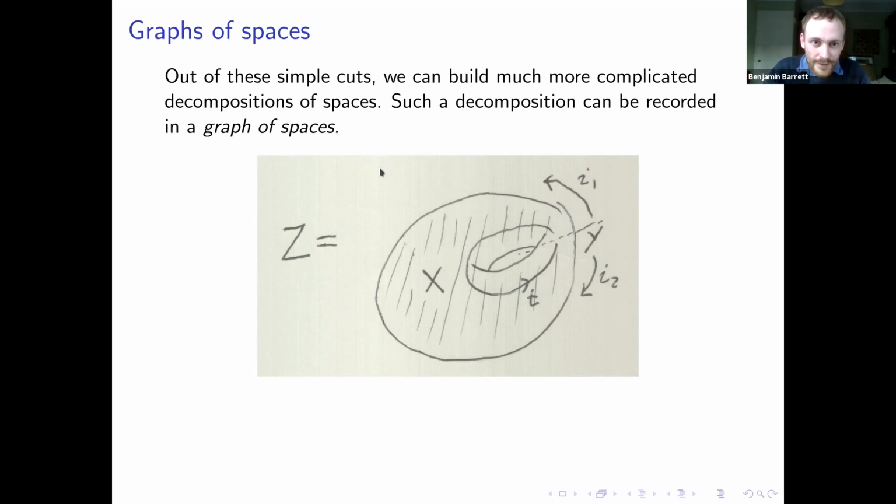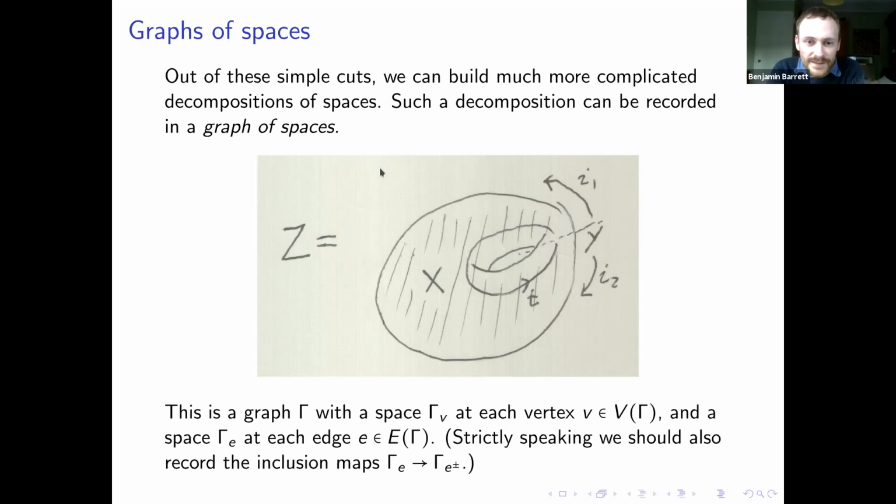If you apply these over and over again, then you've cut in lots of different places, and you get a decomposition of the space that we record in a graph of spaces, which is what I wanted to show you here, but clearly I've messed up the LaTeX, so sorry about that. So I'm going to describe it, and then you'll have to imagine it, I'm afraid.